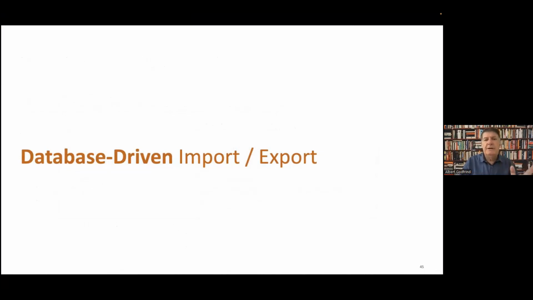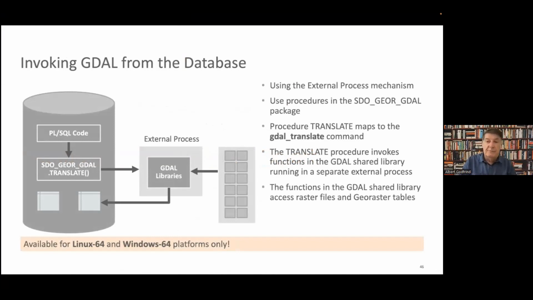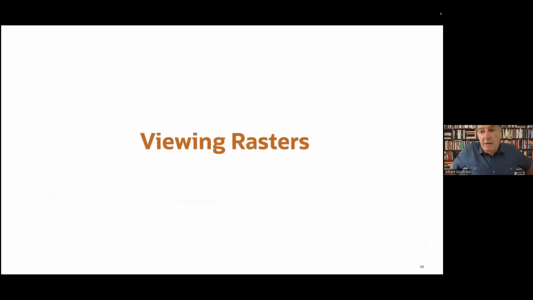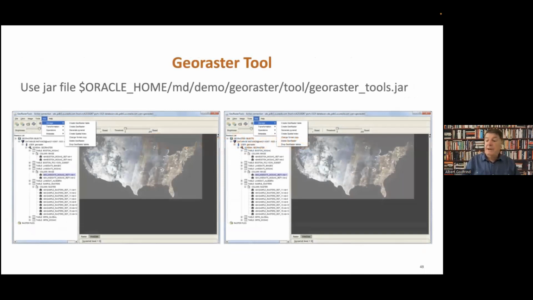I still want to touch a bit on database-driven import-export, even though we cannot use that for autonomous, but it is usable for in-house or on-premise. That works by you writing PL/SQL code that calls this method here in the PL/SQL package, which itself calls the GDAL libraries that are then loaded as an external process, and that is what is going to read the file and bring it in. So the pull method is done using this sort of logic here: you translate and then update raster like that. This is really nice because you can then easily automate the process.